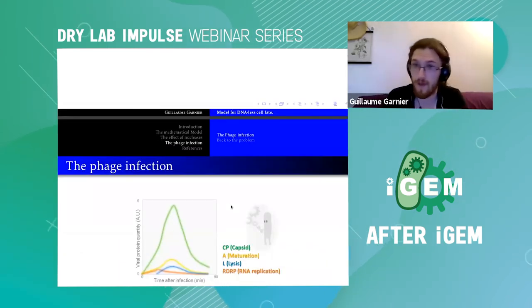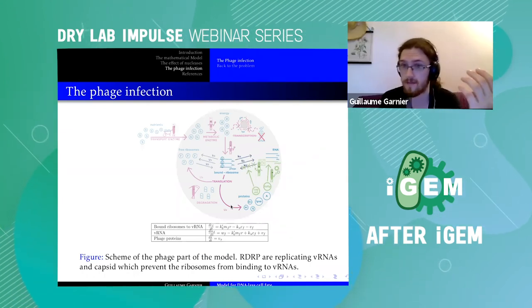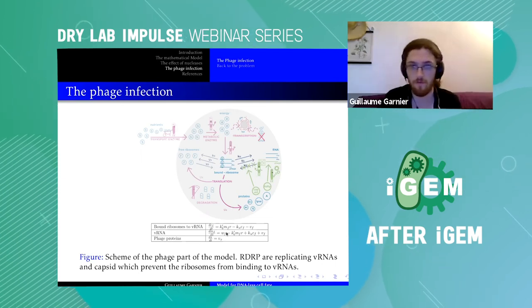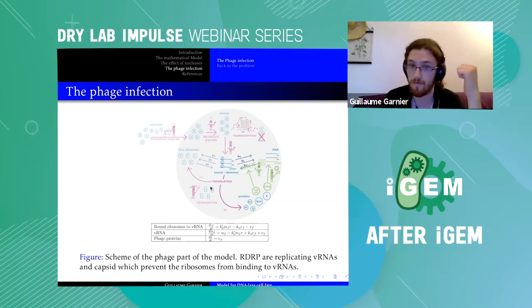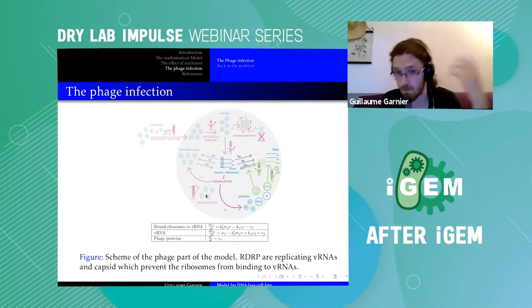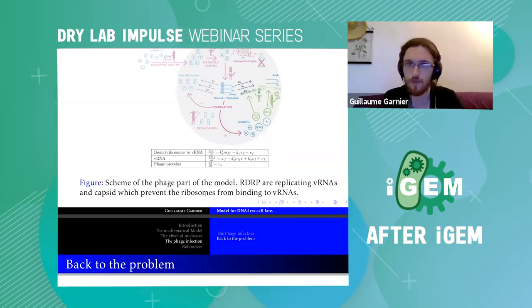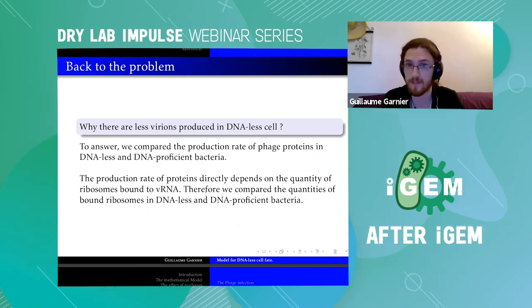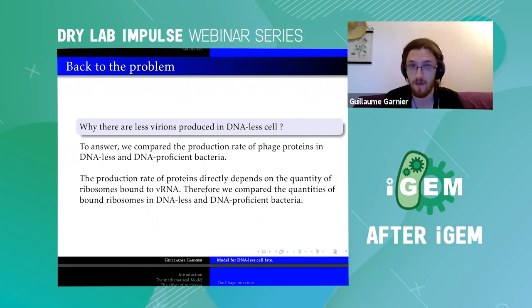And due to that, we are able to have a new model that takes into account the fact that we infect DNA-free cells with a phage. We have, just below the pictures, the new equations. And due to that, our model was able to explain why there was less variance in the DNA-free cell.